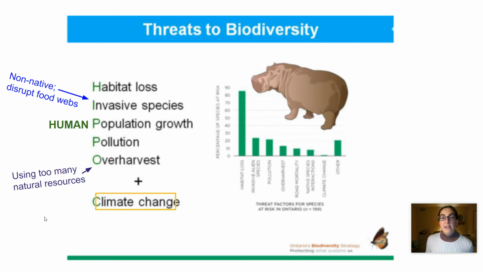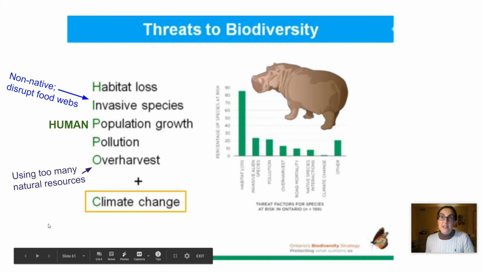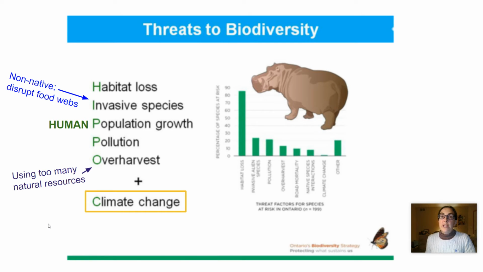The last one on here is climate change. And like I said, this was added kind of after this acronym was first invented, if you will, as climate change started to become more and more of an issue. Climate change obviously is something that is happening at a global scale, and so it's threatening biodiversity all over the planet, in the oceans and on all of the different continents of the planet.